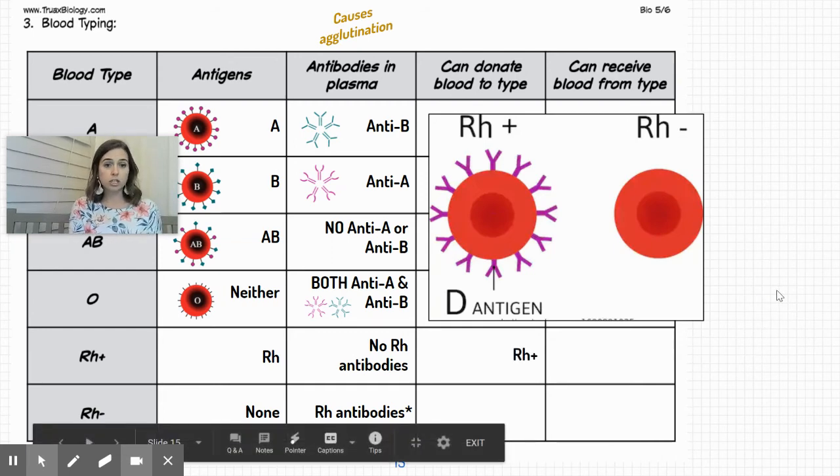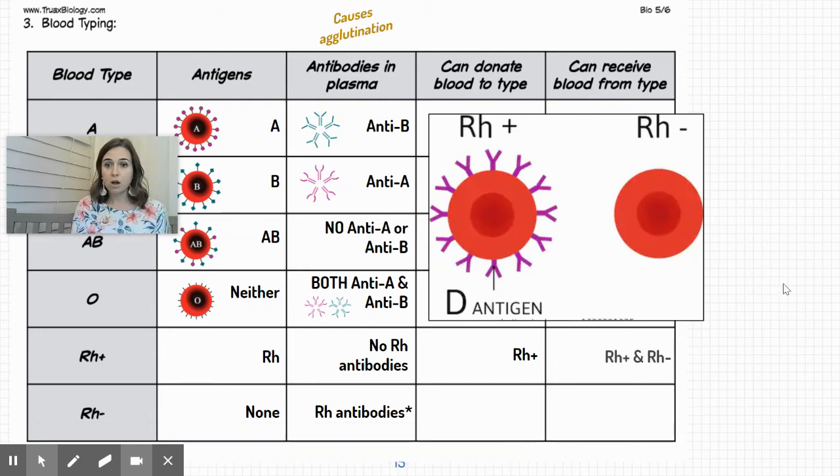Okay. Rh positives can give to other Rh positives. They can also receive blood from both blood types because they don't have any antibodies. They're not going to fight anything. So I'm O positive. I could receive O negative blood, just A-OK, no problem there. And I could receive O positive, the exact same type as me.